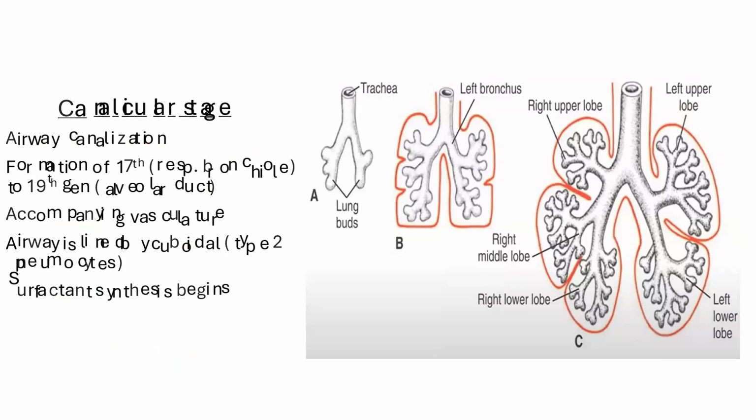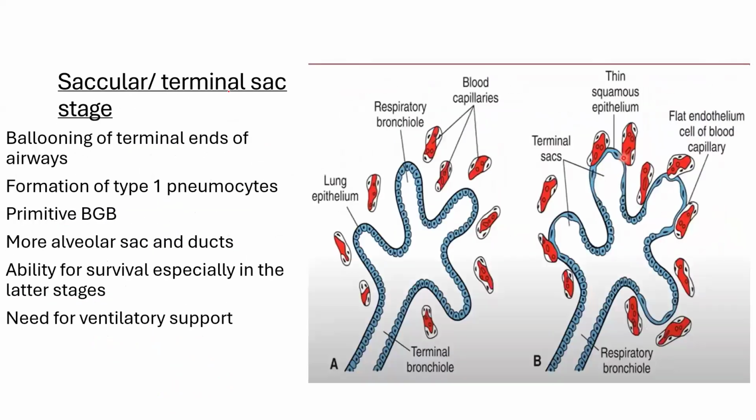Now, the other stage is the terminal sac stage. You can see that these cells here are now cuboidal. This stage here is still canalicular. But now, see what is happening. We have ballooning of the terminal ends of the airways. So these terminal ends of the airways balloon out to form these squamous cells, which are now the type 1 pneumocytes.